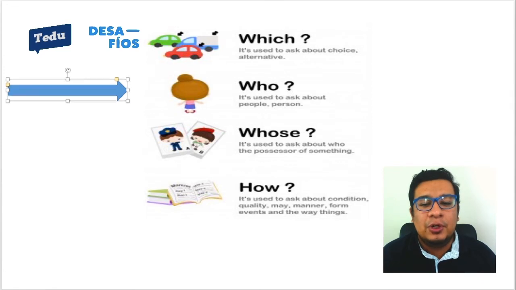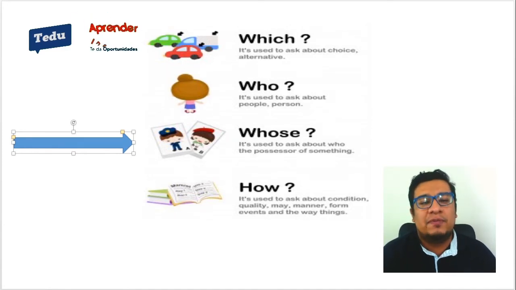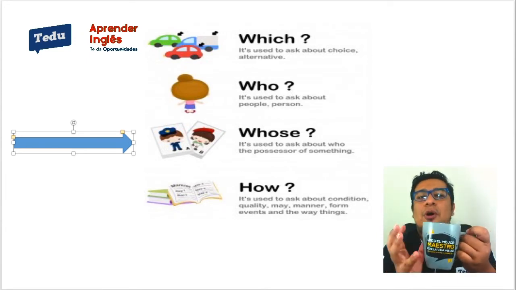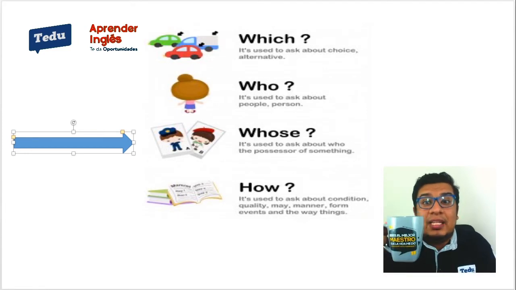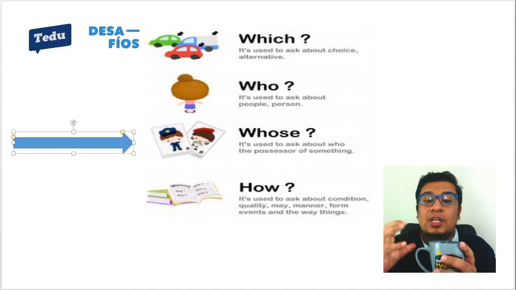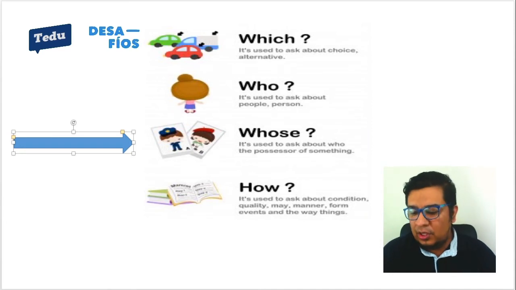And then we have whose, lo usamos para hablar acerca de algo que posee alguien, de quién es esto. It's used to talk about who is the possessor of something. For example, who's the owner of this cup? Who is the owner of this cup? Or who is this cup from? ¿De dónde viene este vaso? O de quién es este vaso? All right? So that's one of the things that you have. Whose. Hace referencia a quién le pertenece algo, right? That's one of the reasons.